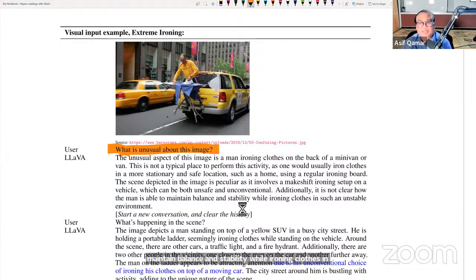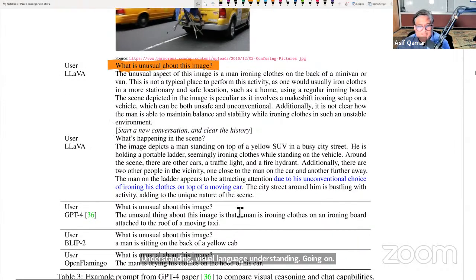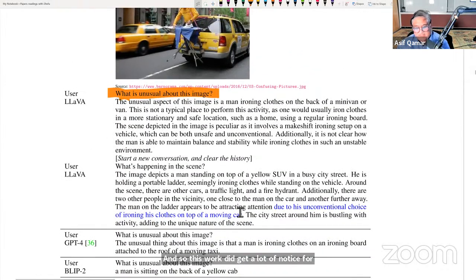So when you think about it, do you realize that this is a long journey from just CLIP or something like that, isn't it? Now, captioning or even with CLIP, this is really very detailed visual language understanding going on. Right? And so this work did get a lot of notice for that reason. And then you can ask it, what is happening in the scene? And then it will describe the scene.